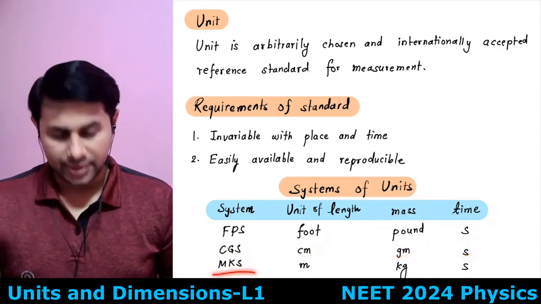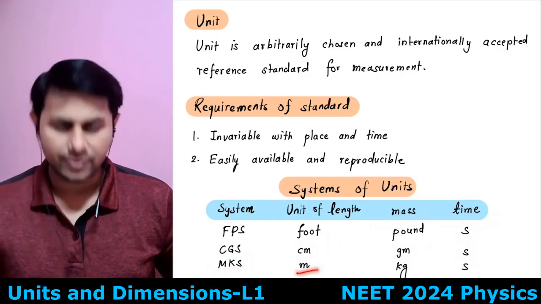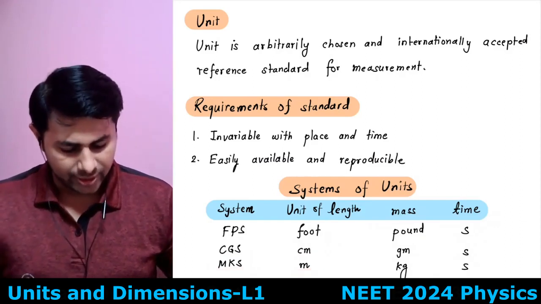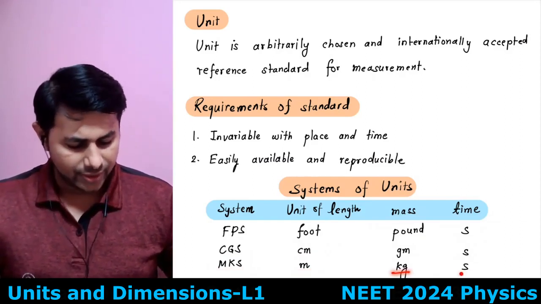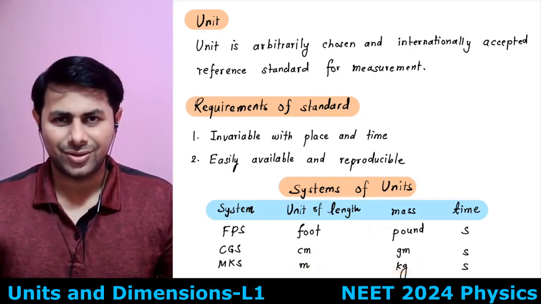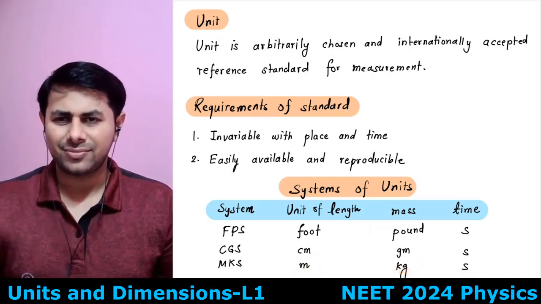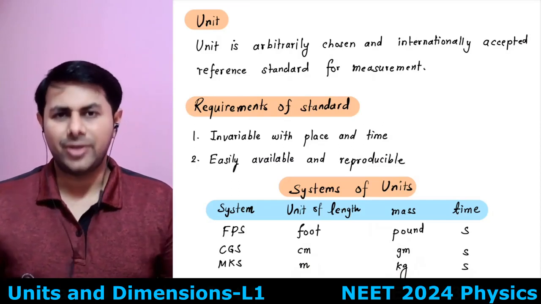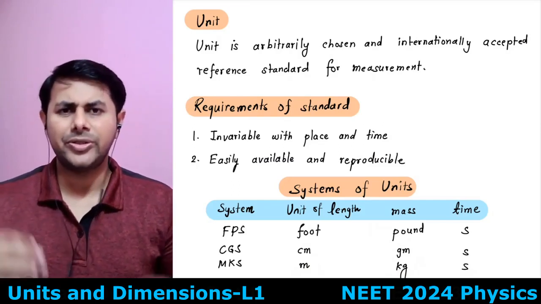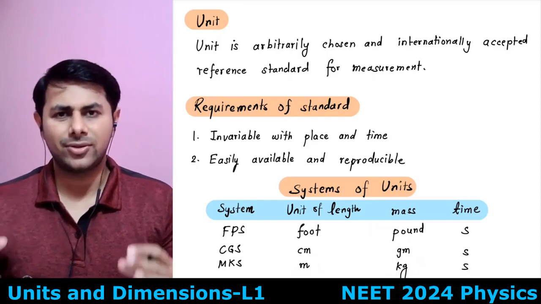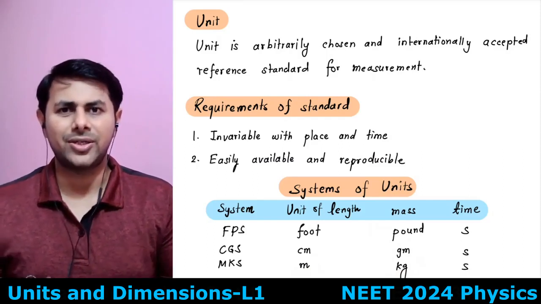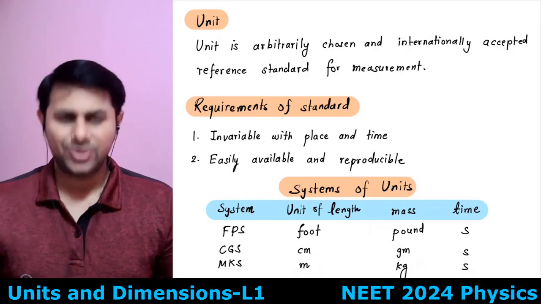And there is another system which is known as MKS. So here the unit of length is meter, unit of mass is kilogram, and unit of time is second. Okay, so this is simple. Different people all over the world devised units according to whatever was convenient to them. So there is one example.